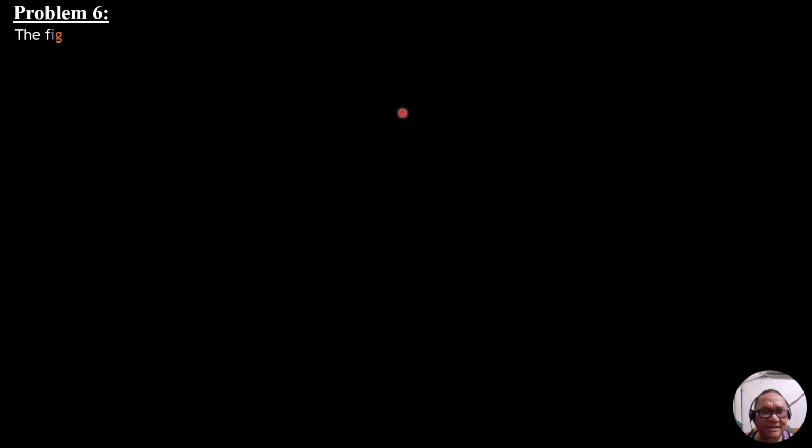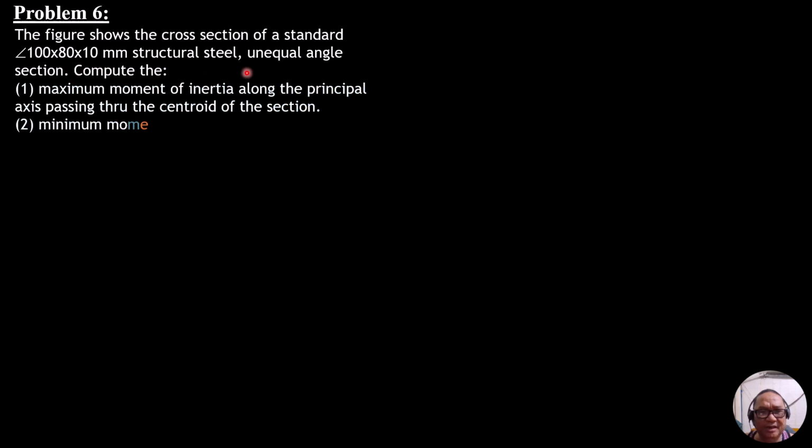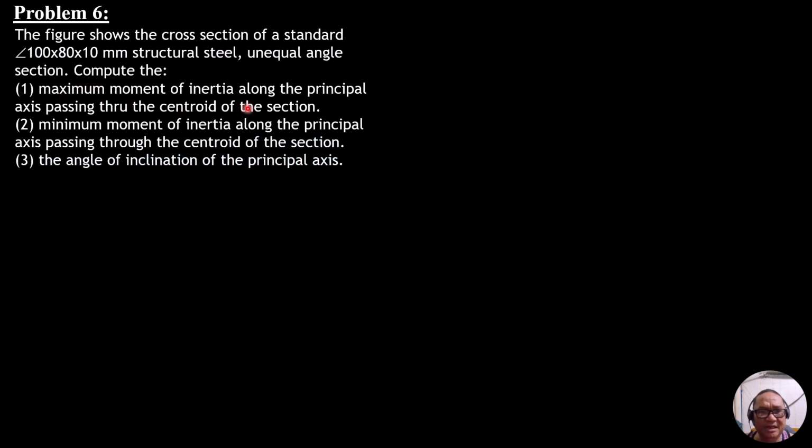Problem 6. The figure shows the cross-section of a standard angle 100 by 80 by 10 structural steel unequal angle section. Compute the maximum moment of inertia along the principal axis passing through the centroid of the section, the minimum moment of inertia along the principal axis passing through the centroid of the section, and the angle of inclination of the principal major axis.